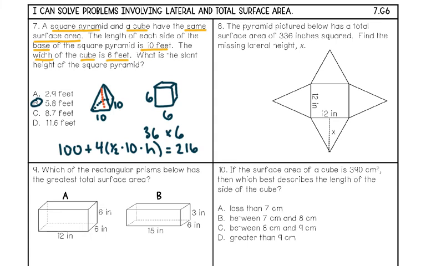Let's look at number 8. It says the pyramid pictured has a total surface area of 36 inches squared. So we know the total surface area in this one, and we're finding the missing height. So if you have a total and you're missing a part of something, you need to set up an equation.